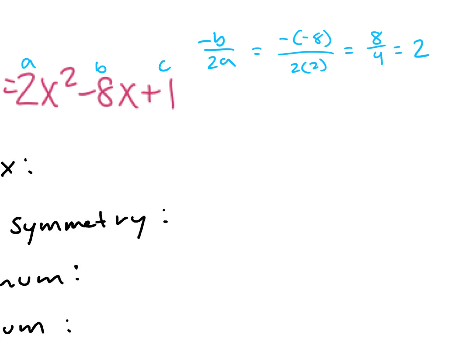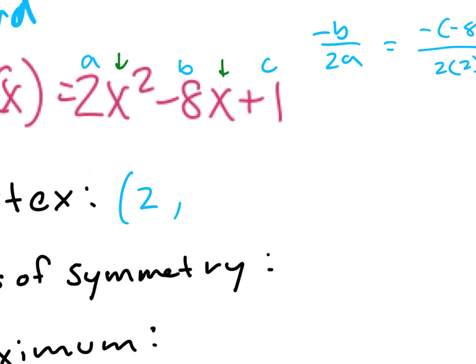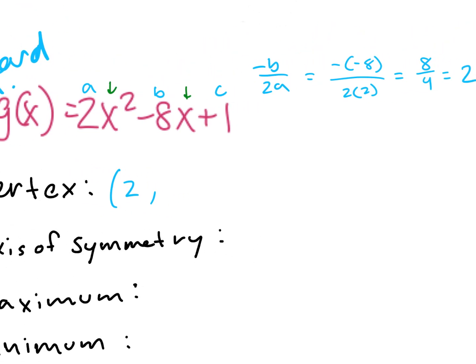So Andrew, what is 2? Well, 2 is the first number in your vertex. 2 is the first number in our vertex. What else? You gotta plug in 2 for x and figure that out. Awesome. Let's plug in 2 for x and find the y. So I'm going to do it on the side over here. We have 2 times 2 squared minus 8 times 2 plus 1. Make sure you follow your order of operations when you're doing the math here.